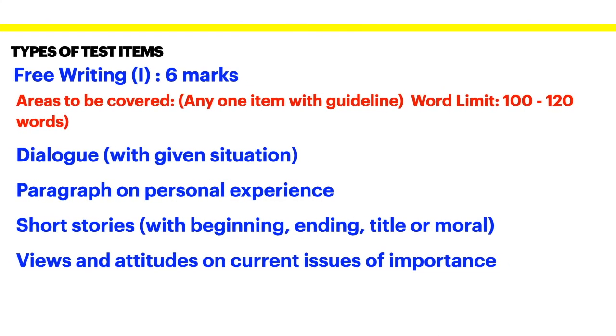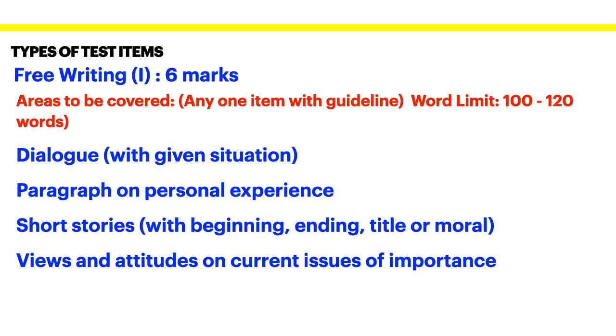Free writing type 1 carries 6 marks, and the areas for the question are as follows. Dialogue: one situation is given, and you have to create a dialogue depending upon the given situation. You have to write a paragraph depending upon your personal experiences. It means you will be asked to write a paragraph related to your personal experiences.